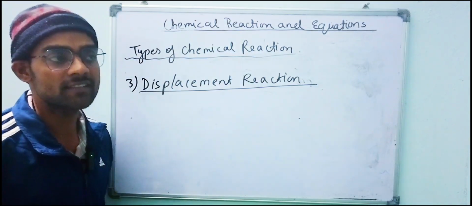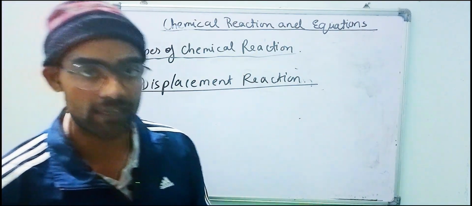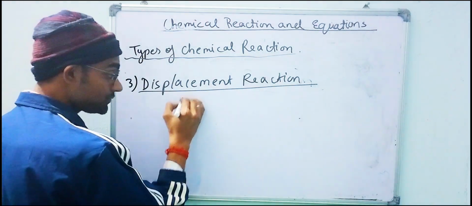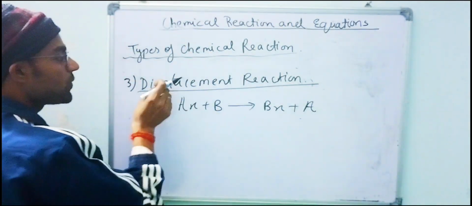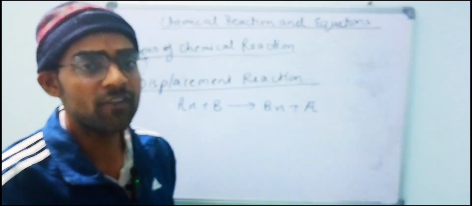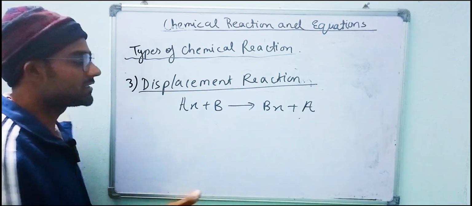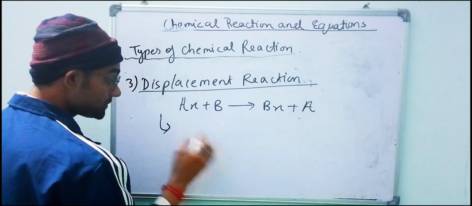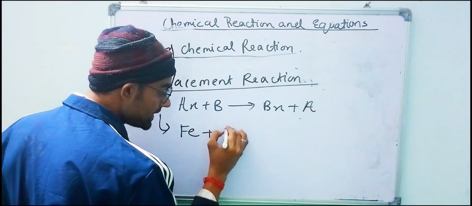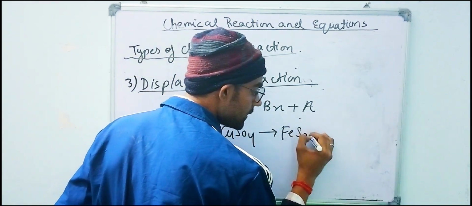Basically, in a displacement reaction, the element which is more reactive replaces another element. For an example, suppose there is AX plus B, then it becomes BX plus A. So this is the format of a displacement reaction, in which the more reactive element displaces the other element. Basically, it is displacing the metal, as in our books. For an example, if iron reacts with copper sulfate, it becomes iron sulfate plus copper.